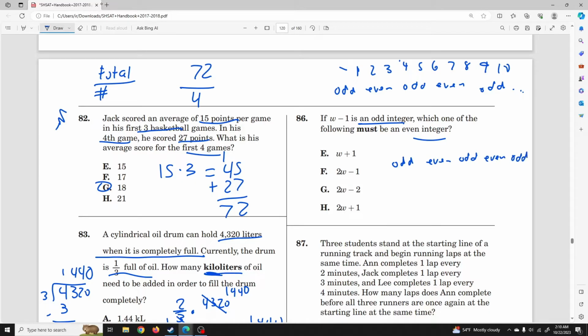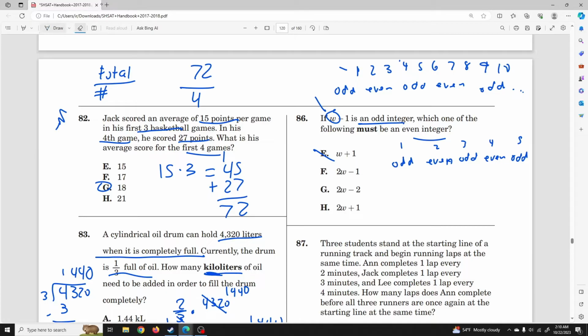Right? So if w minus 1 is an odd integer, that means that w has to be even, right? Because look, if here we have like 1, 2, 3, 4, and 5, if we're taking an even integer and we're going back 1 or we're subtracting 1, 2 minus 1 is 1, we're getting an odd, right? So in order for this to be true, w has to be even. So e is wrong because if we just add 1 to an even number, we're going to get an odd number, right? 2 plus 1 is 3. If we're just jumping 1 over, we're going to be odd.